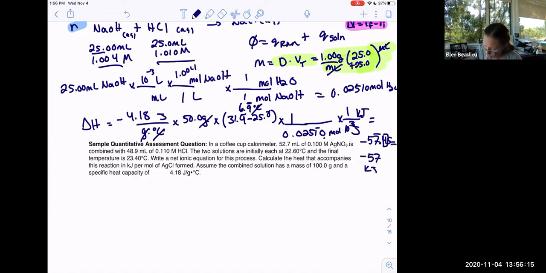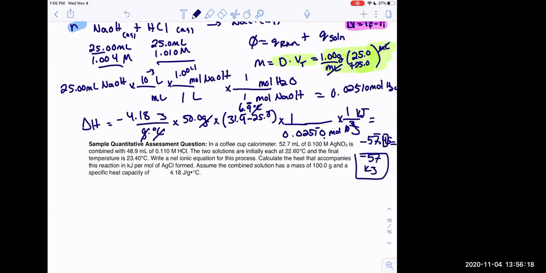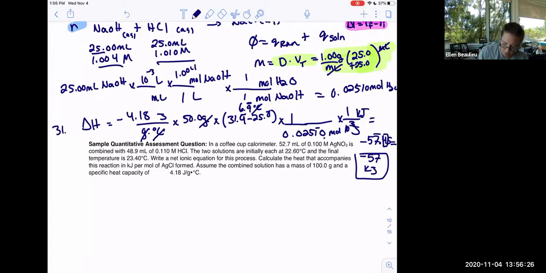So negative 57 kilojoules. Is it only 2 sig figs because we don't count the 0 in 25, or is it because the difference is 6.9? It's because it's addition and subtraction, which means we are only significant to the place value of least significance. So I'm only significant to the tenths place. That delta T only has 2 sig figs. The rule for addition and subtraction is different than the rule for multiplication and division. That's right. This is my final temp minus my initial temp.